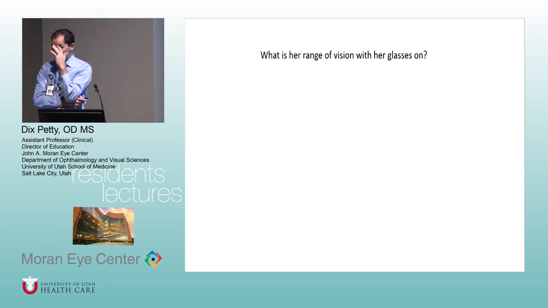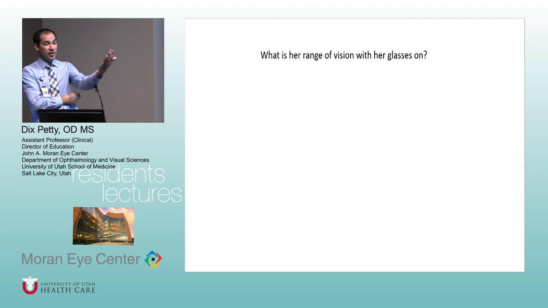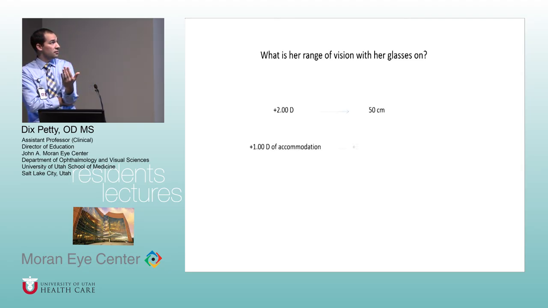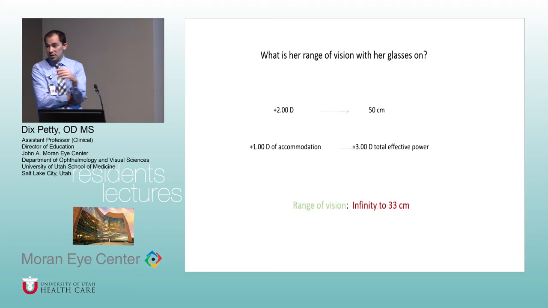And then she has a +2 add now, plus an additional diopter of accommodation. So you have about 3 diopters total that she can get up close. So 3 diopters in front of the eye. So what distance is that? 0.33, exactly. So with her glasses on, she goes from 5 centimeters to infinity all the way to 33 centimeters. That just shows how we got there, and a big difference from that patient being corrected.